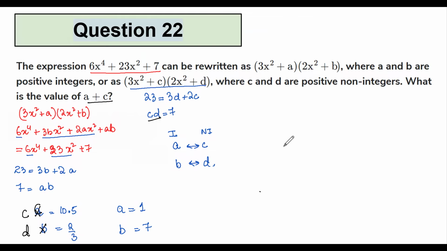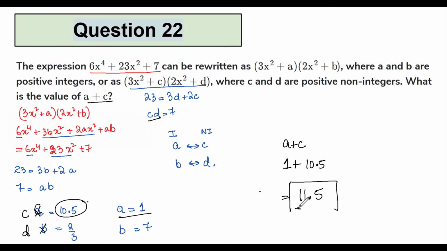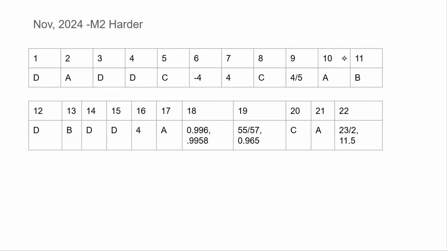Now finally we need A plus C. A plus C: A is 1 plus C is 10.5. So my answer is 11.5. I'll write my answer 11.5 in the exam. And we are done. Now here's one interesting thing I want to tell you. This is the whole solution.